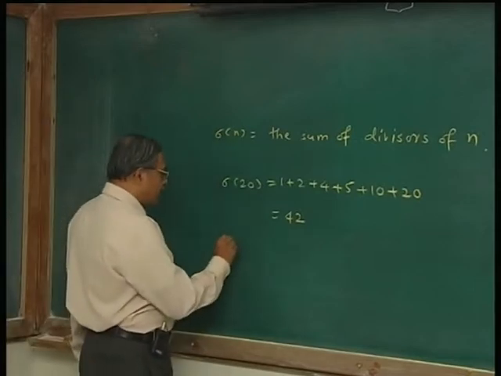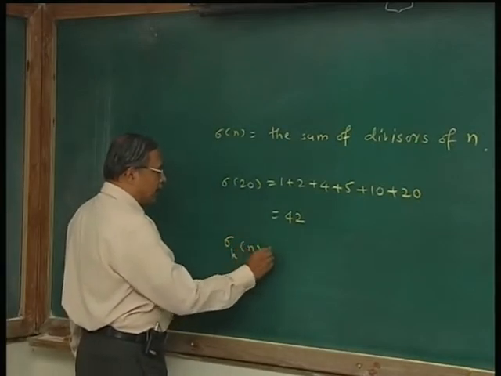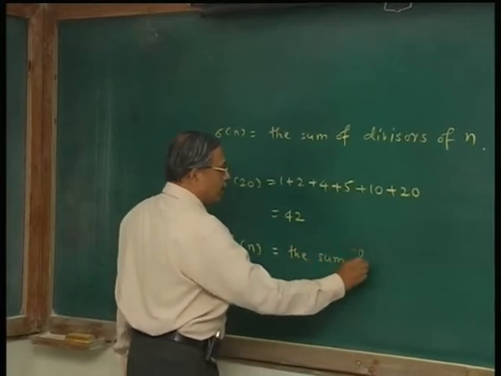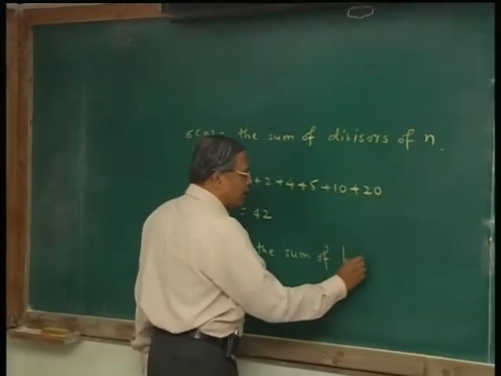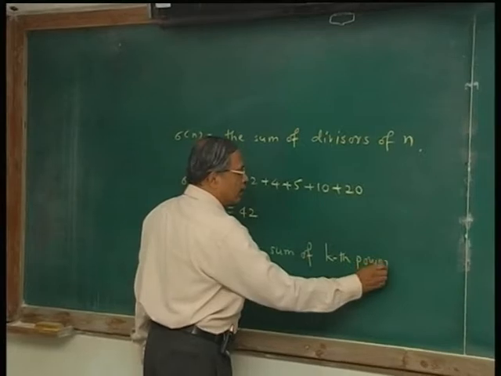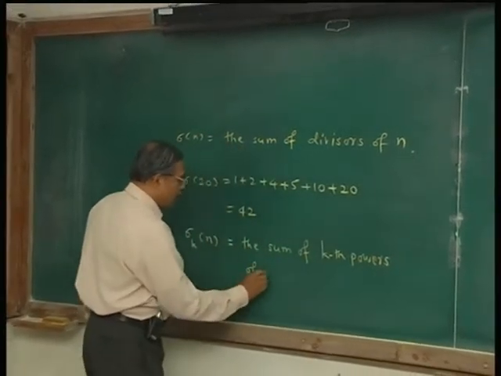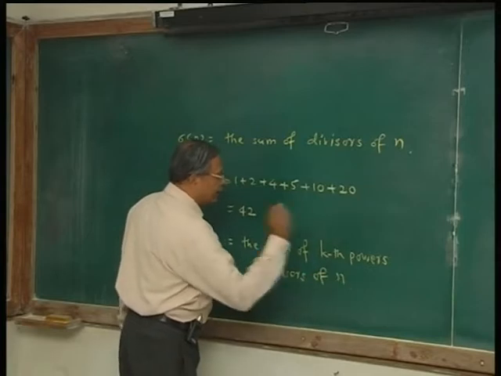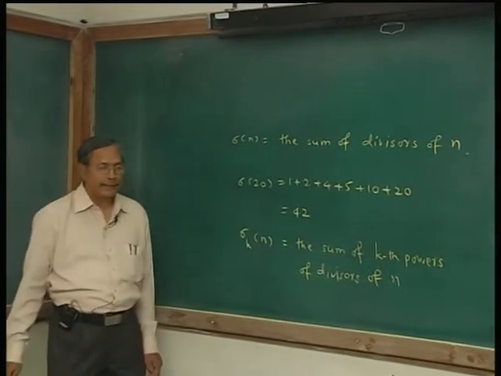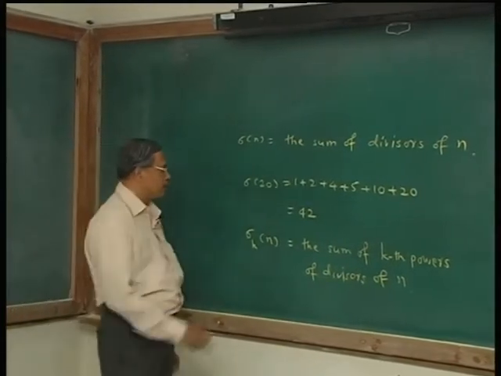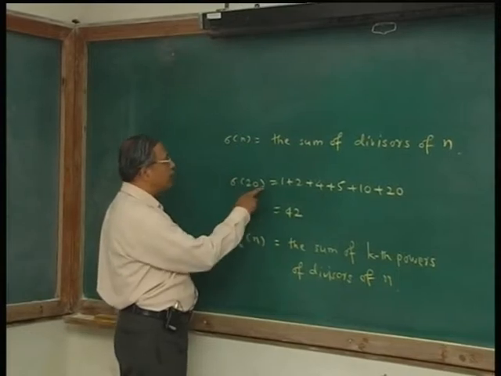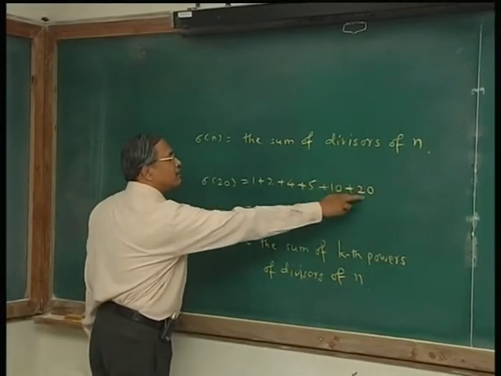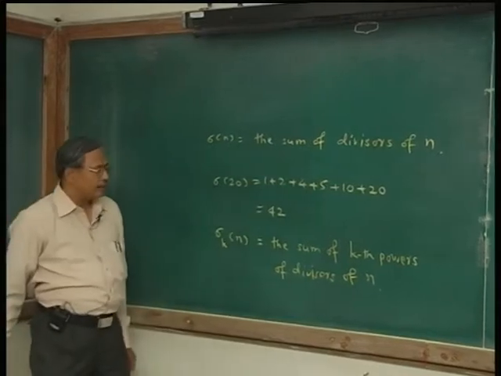We can think of sigma_k of n, which is the sum of kth powers of divisors of n. So sigma_2 of 20 will be 1 square plus 2 square plus 4 square plus 5 square plus 10 square plus 20 square, like that.